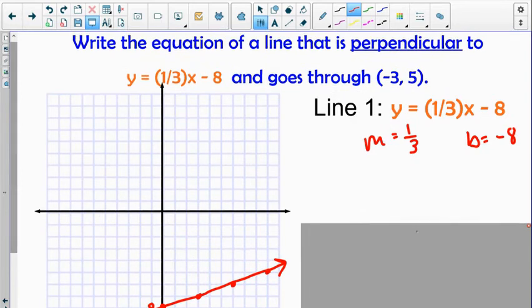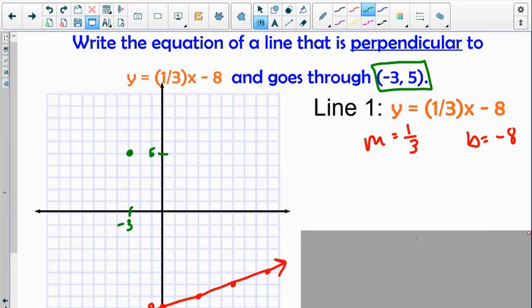Now line number 2 says write the equation of a line that's perpendicular to that one, and it goes through -3, 5. So I know that -3, 5 is a point on my line. So the x value is -3, the y value is 5. But I have to not make it parallel, but perpendicular. So I have to think about what is the slope on the other equation. Well, I'm going to need to use a slope that's the opposite reciprocal of 1/3.